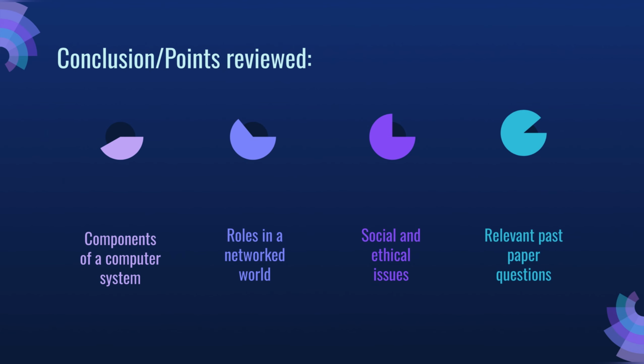To summarize everything, we've explored the components of a computer system, the roles computers play in a networked world, and some social and ethical issues that arise. We've also looked at relevant past paper questions to help you prepare for your exams. Understanding these concepts is crucial for increasing our information in the computer science standard level topic.